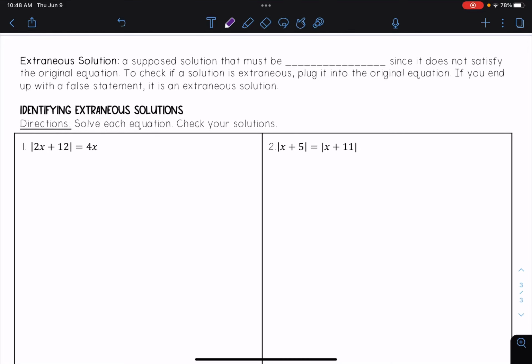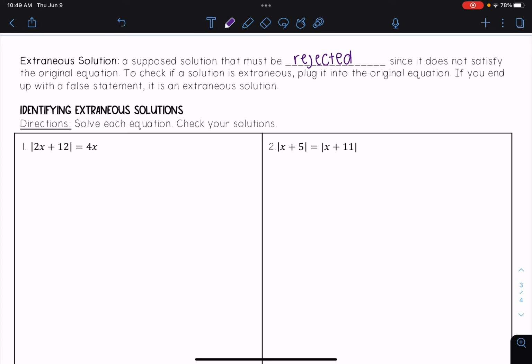Now for this video, we're going to identify extraneous solutions. So we'll see what happens when sometimes we're solving these absolute value equations and we'll get something that's called an extraneous solution. And so an extraneous solution is a supposed solution that must be rejected since it does not satisfy the original equation.